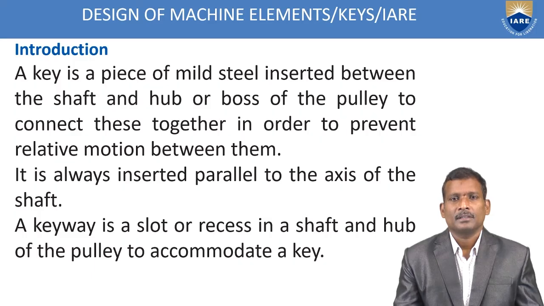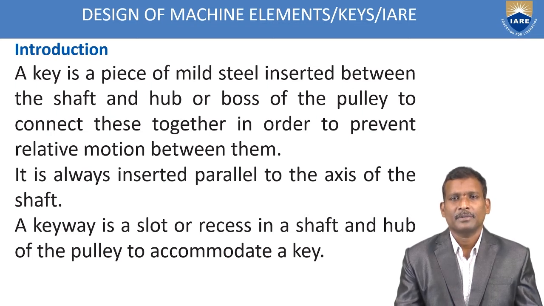A key is a piece of mild steel inserted between the shaft and hub. It is also made of plain carbon steel, and it is one piece. It may be rectangular, square, or circular, so any shape. We will discuss this in types of keys.